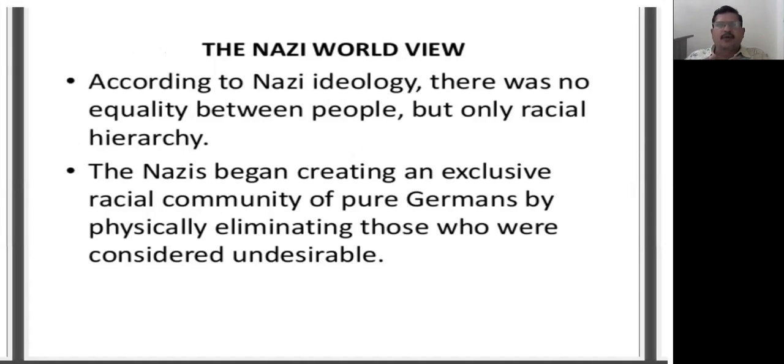The Nazi worldview. According to Nazi ideology, there was no equality between people, but only racial hierarchy. What do you mean by racial hierarchy? Here, racism was given the first priority in Hitler's government. Racism means, what he said, Germans are the highest race. They are blue-eyed and they belong to the Aryan race and they are the best race in the world and they should be in the higher positions, top positions.